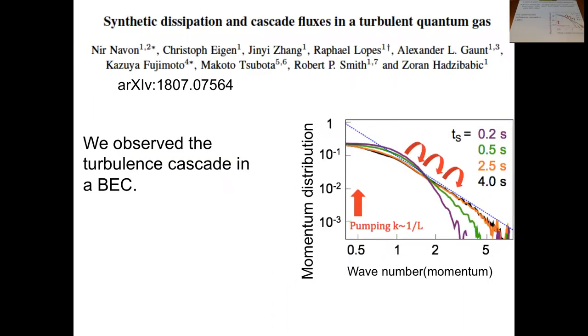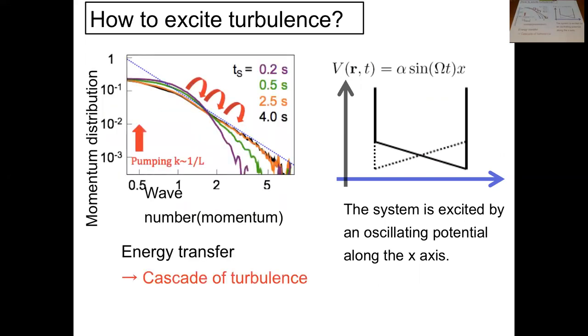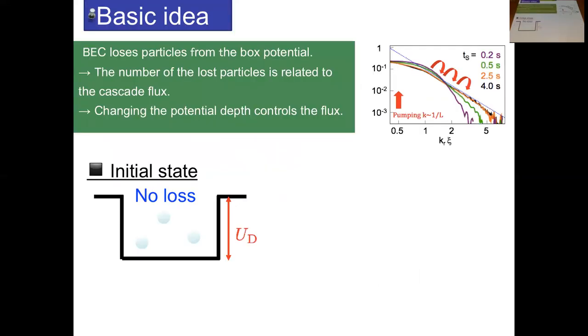After this work, we performed another work. The point is that we observe the turbulent cascade front. If the turbulent front goes to large wave numbers, we can observe the sub-critical case. So how to excite the turbulence? In this case, we excite the system something like that by an oscillating potential. And yes, the idea is very simple.